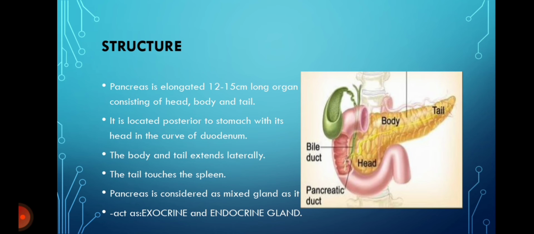Next is structure of pancreas. Pancreas is an elongated organ. It is about 12 to 50 cm long, consisting of head, body and tail. It is located posterior to stomach with its head in the curve of duodenum. Its body and tail extend laterally. Tail touches the spleen. Pancreas is considered as a mixed gland, that is, it contains both exocrine and endocrine glands.